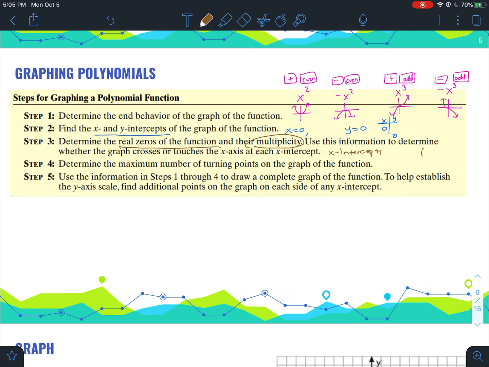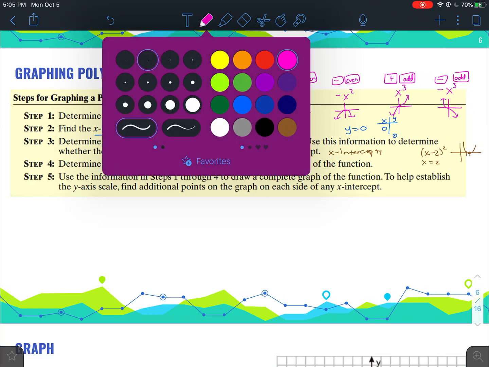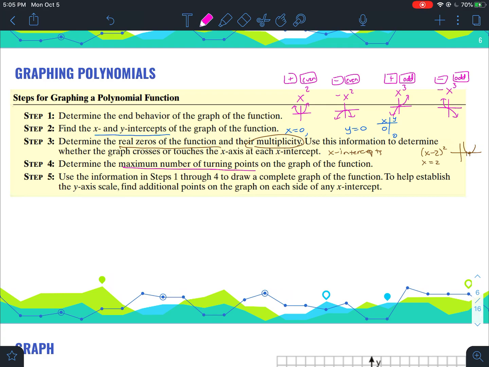And you're going to want to find the multiplicity of those. So remember, if it was like x minus 2 squared, then you would have a 0 at x equals 2. But since it's squared, remember that means that it doesn't pass through the x-axis. It just bounces off the x-axis there. So if it's an even multiplicity, then that means it doesn't cross through the x-axis at that point. It just bounces off the x-axis at that point.